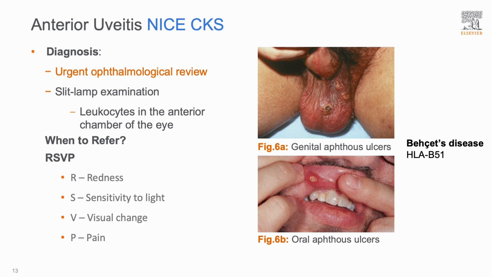Now, in the context of the clinical vignette, we had a patient with a history of recurrent genital and oral ulcers. In the context of anterior uveitis, this is in keeping with a picture of Behçet's disease, in which patients are typically positive for HLA-B51. We can see this being demonstrated in figures 6a and 6b.